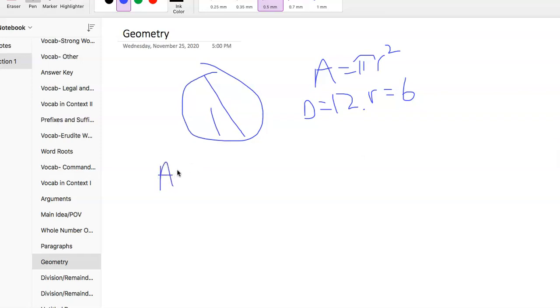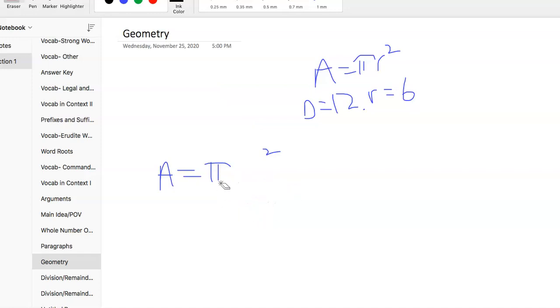So if diameter equals 12, radius equals 6, then we can go ahead and solve this. Area equals pi times the radius, which we just said is 6, squared. 6 squared is 36. There we go, that's our answer for the area in which the diameter is 12 or the radius is 6. Okay, now let's get rid of this, and now let's talk about arc length.